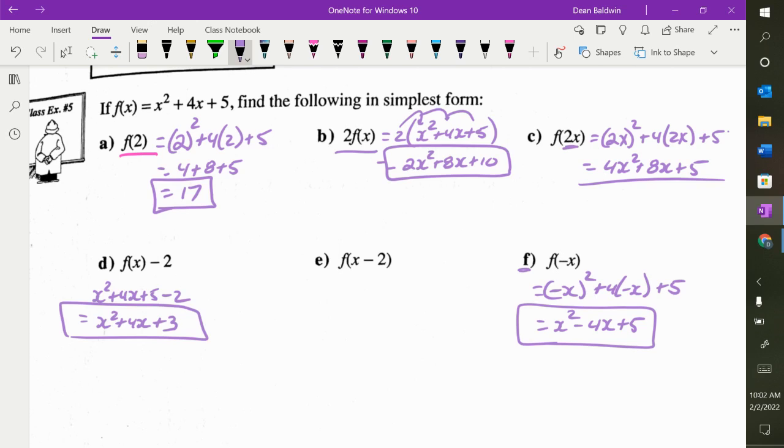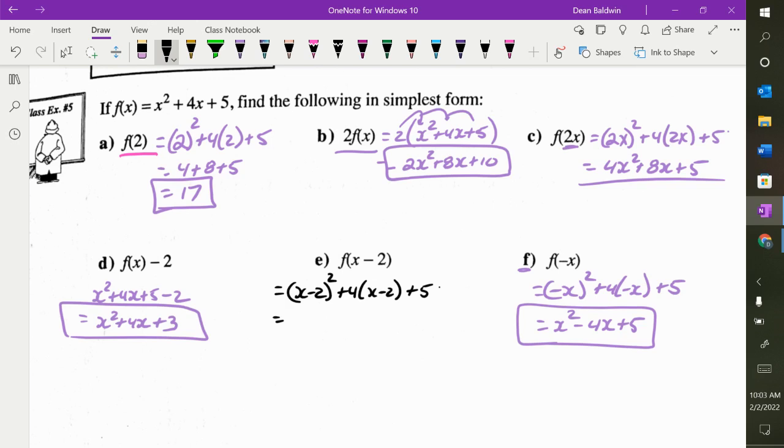And the last one for today, f of x minus 2. So where does the x minus 2 go? Wherever x is. So that means we're going to get x minus 2 all squared plus 4 times x minus 2 plus 5. Now, this is the mistake that everybody does. x minus 2 all squared is what? Who wants to say x squared minus 4?